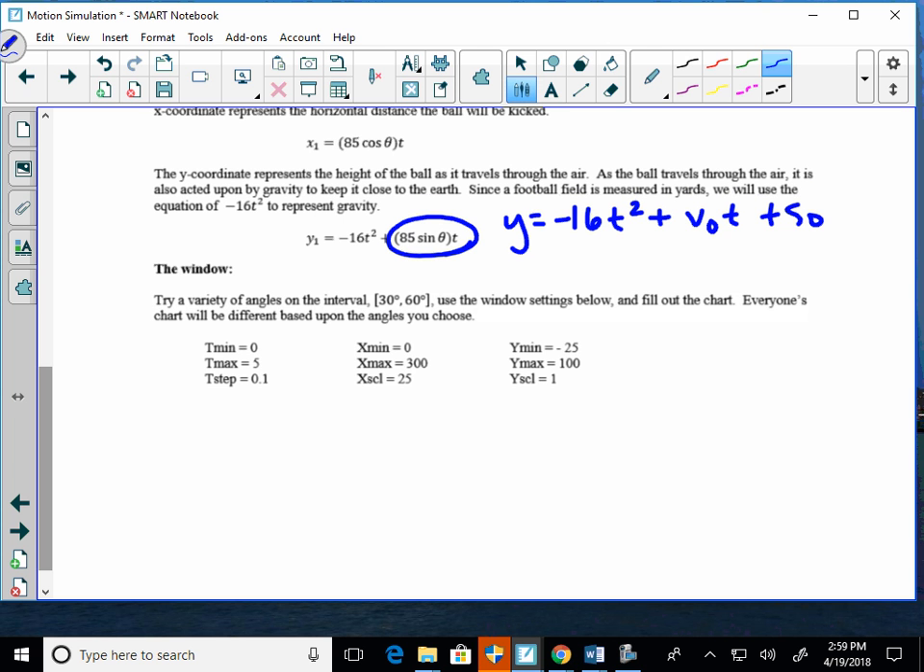assume the punter hits the ball from the ground. So that would be 0 height. You're going to take these two equations and put them in your calculator. Also, if you go to the second page, they want you to do 30, 40, 50, 60. So theta is going to be 30 degrees to start out with. And if it's 30 degrees, then what does that tell me about my mode? Have to change it to degree, right? Okay, and then y sub 1.